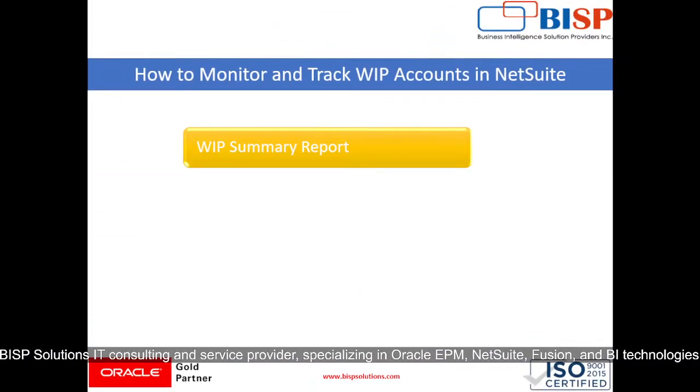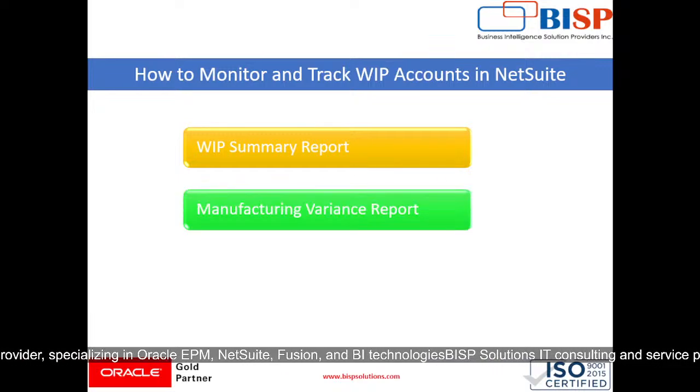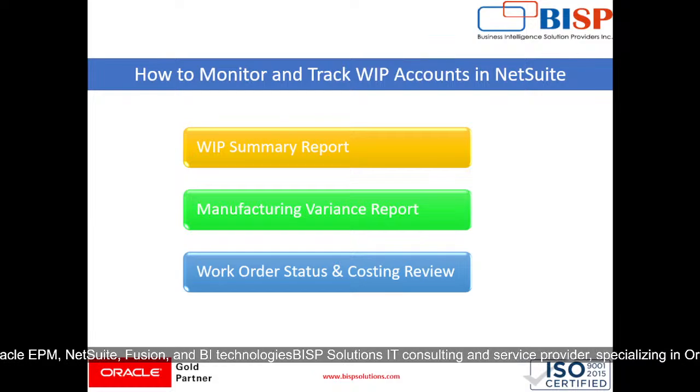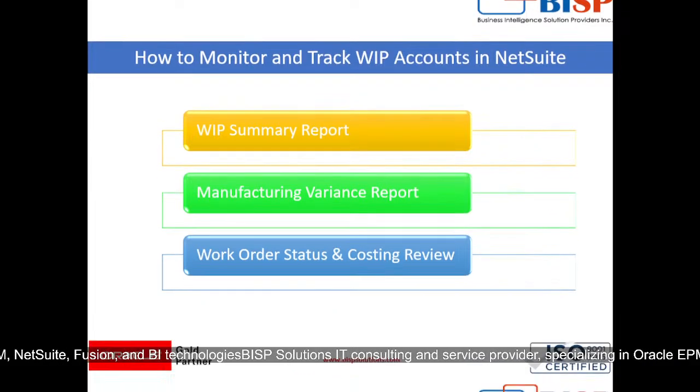So how to monitor and track WIP accounts in NetSuite? For that we have to take out the WIP summary report, then the manufacturing variance report. After that we have to take out work order status and costing review for the same.